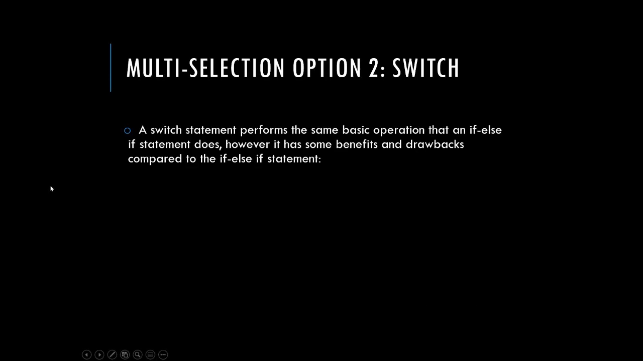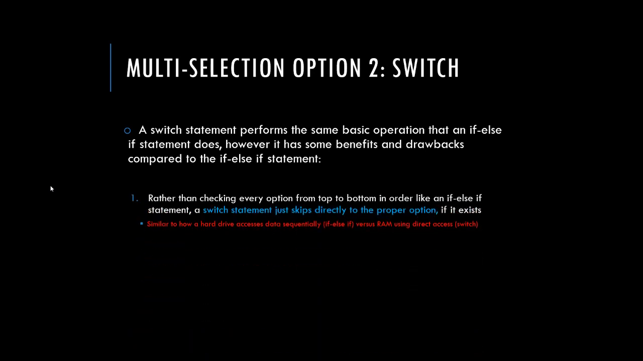So in this video, we're going to finish off our multi-selection by looking at switch statements. A switch statement performs the same basic operation that an if-else if statement does. However, it has some benefits and drawbacks compared to the if-else if statement. So rather than checking every option from top to bottom in order like an if-else if statement, a switch statement just skips directly to the proper option, if it exists.